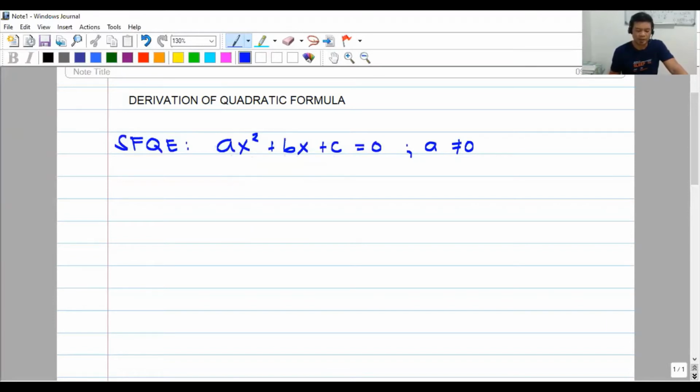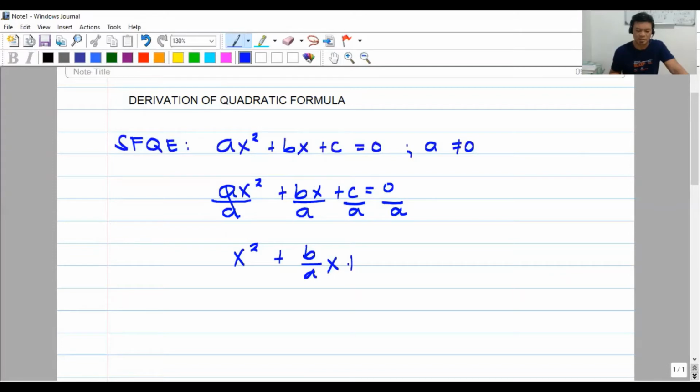So we have ax squared plus bx plus c equals 0, and we multiply or divide each term in the equation by a. So we have divided by a here. Okay. And we have x squared plus b over a x plus c over a is equal to 0.